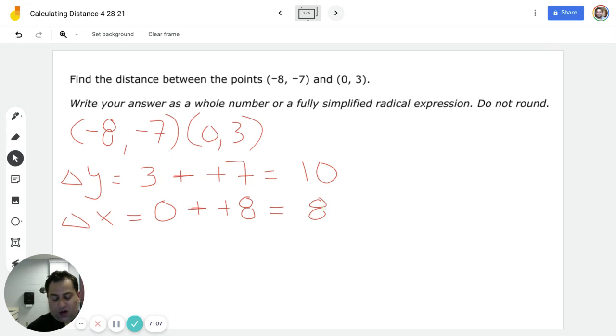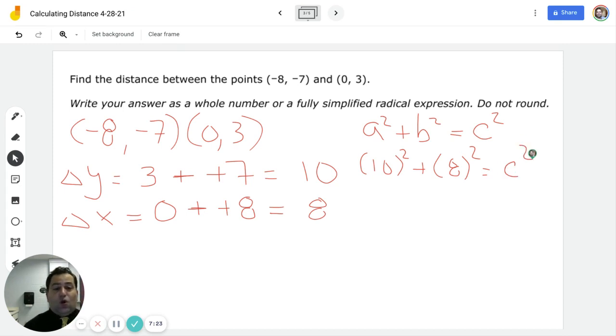Let's plug our change in y and change in x into our Pythagorean theorem. So we have 10 squared plus 8 squared equals c squared. Well, 10 squared is 100. 8 squared is 64, 8 times 8. And 100 plus 64 is 164.